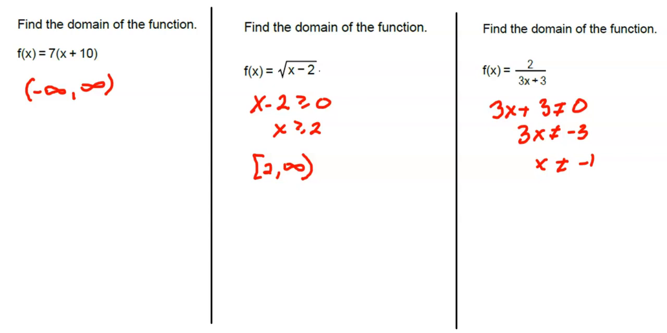Every other real number is part of the domain, so we can write that using interval notation as real numbers from negative infinity to negative 1, not including the negative 1, union real numbers from negative 1 to positive infinity, not including the negative 1.